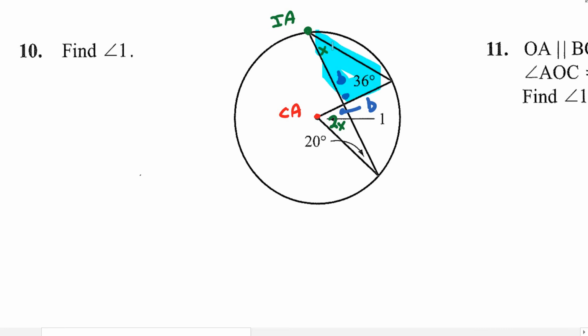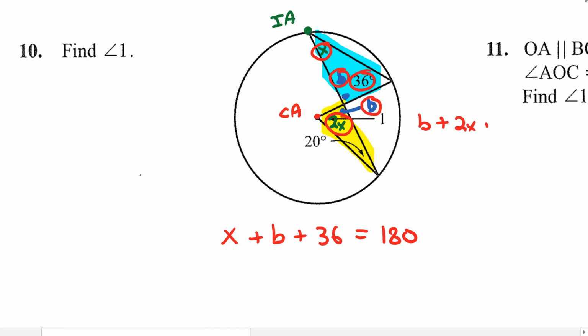If I take this blue triangle right here, if I take a look at all three of the angles, which are X, B, and 36, so X plus B plus 36 is going to equal 180 degrees. And then if I take a look at this yellow triangle right here, I've got a B here, plus this 2X, plus this 20 degrees. That also equals 180 degrees.